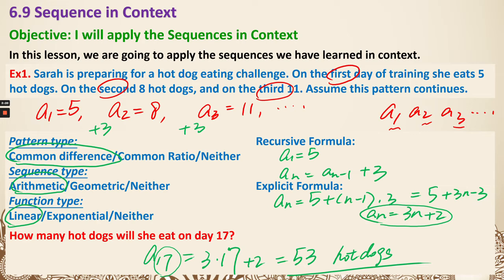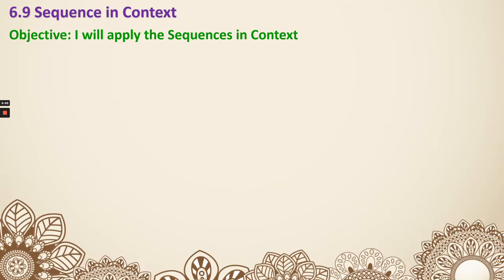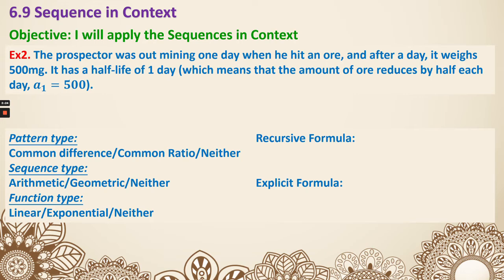That's example 1. Should be fairly straightforward. Example 2 is very similar. The prospector was out mining one day when he hit an ore. And after a day, it weighs 500 milligrams. That's why a sub 1 equals 500. It has a half-life of 1 day, which means that the amount of ore is reduced by half each day.